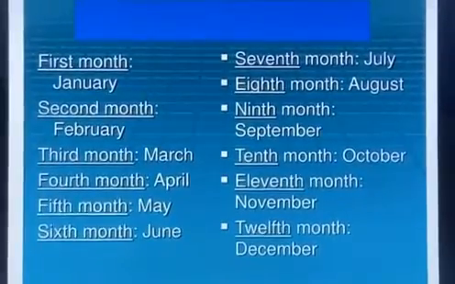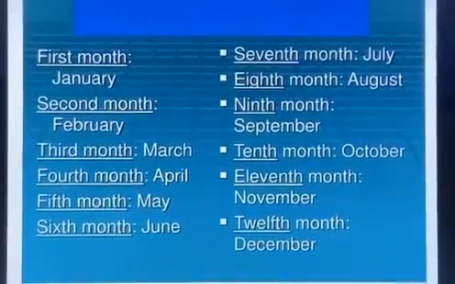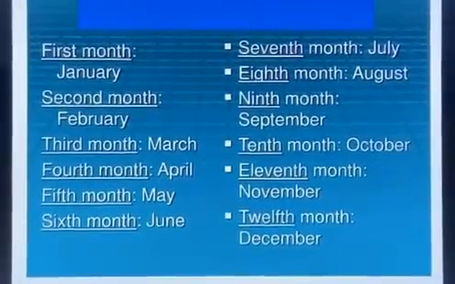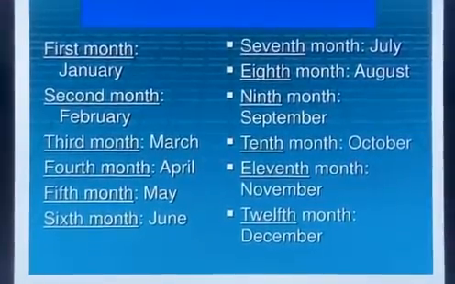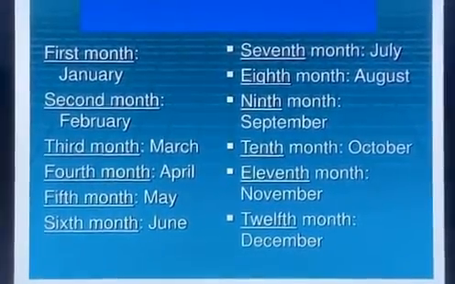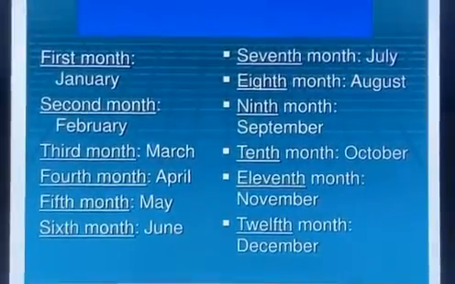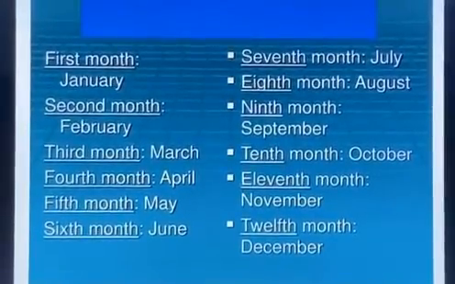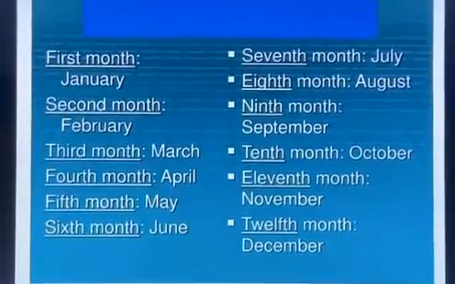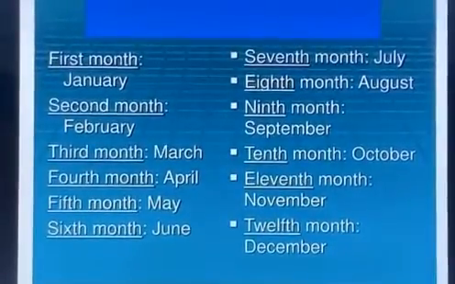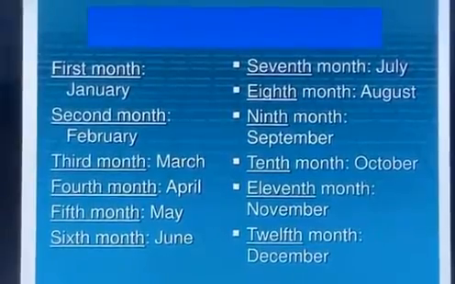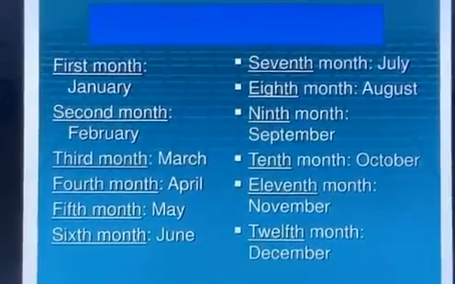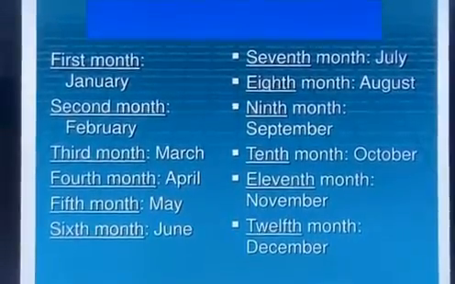First month of the year is January. Second month, February. Third month is March. Fourth month, April. Fifth month, May. Sixth month, June. Seventh month, July. Eighth month of the year, August. Ninth month, September. 10th month, October. 11th month, November. And the last 12th month is the December.